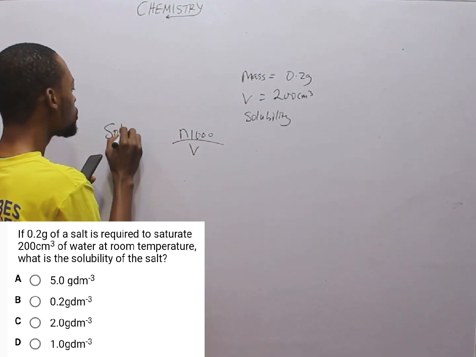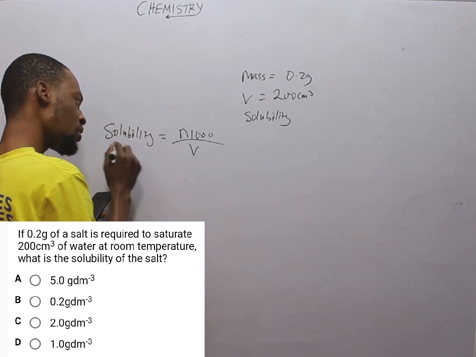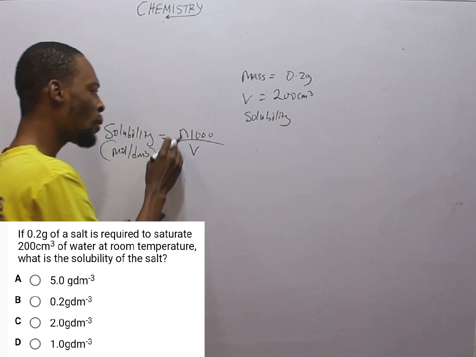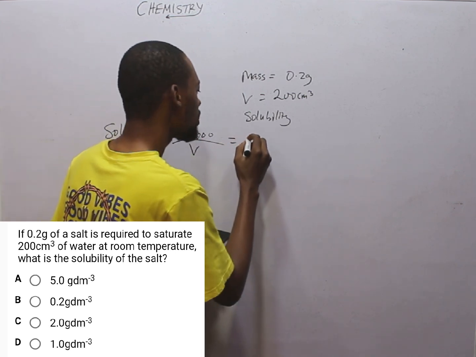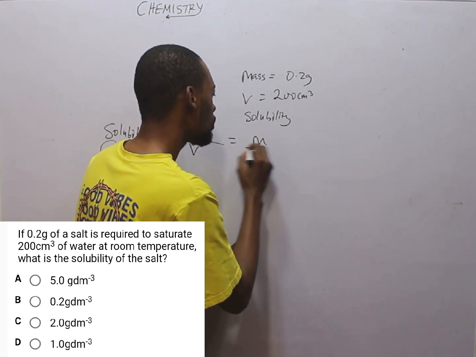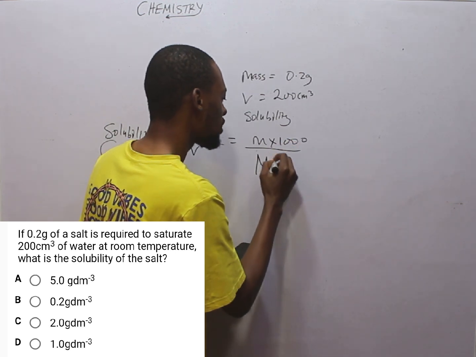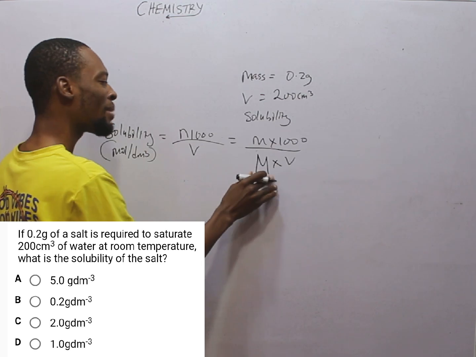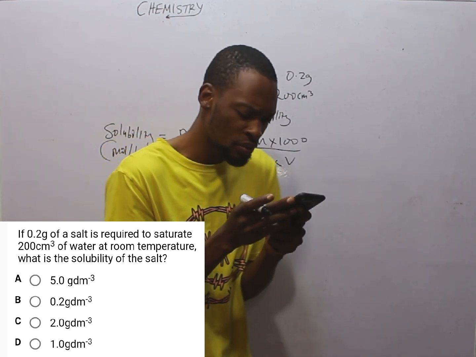So this is solubility in moles per dm³. Solubility in moles per dm³ is number of moles times 1000 over volume. In other words, number of moles is mass over molar mass. It is simply mass over molar mass times 1000 over volume. So mass times 1000 over molar mass times volume is solubility in moles per dm³.